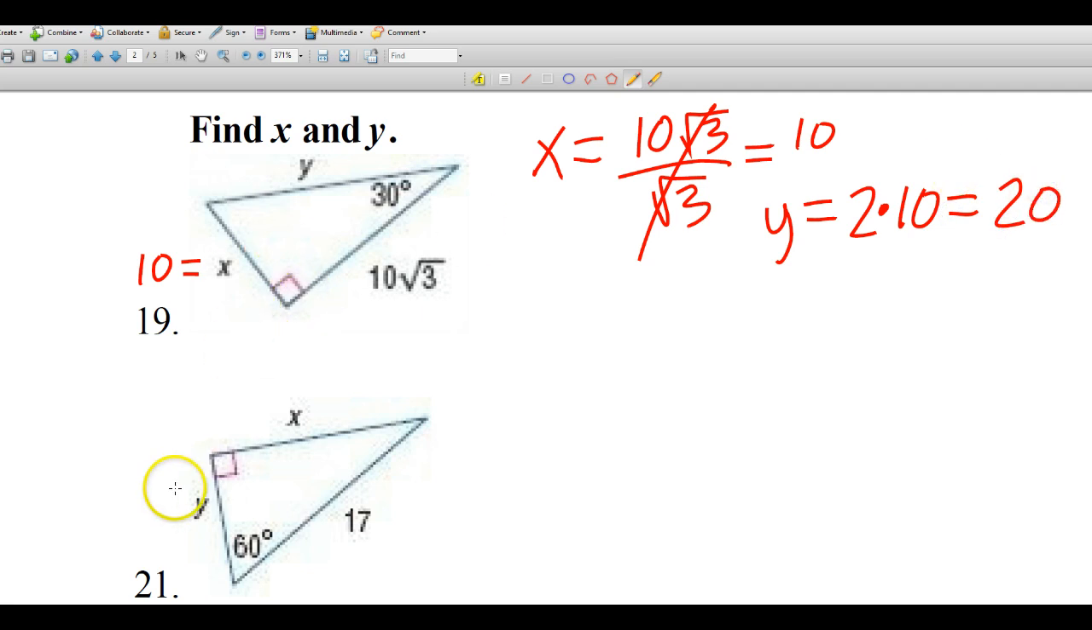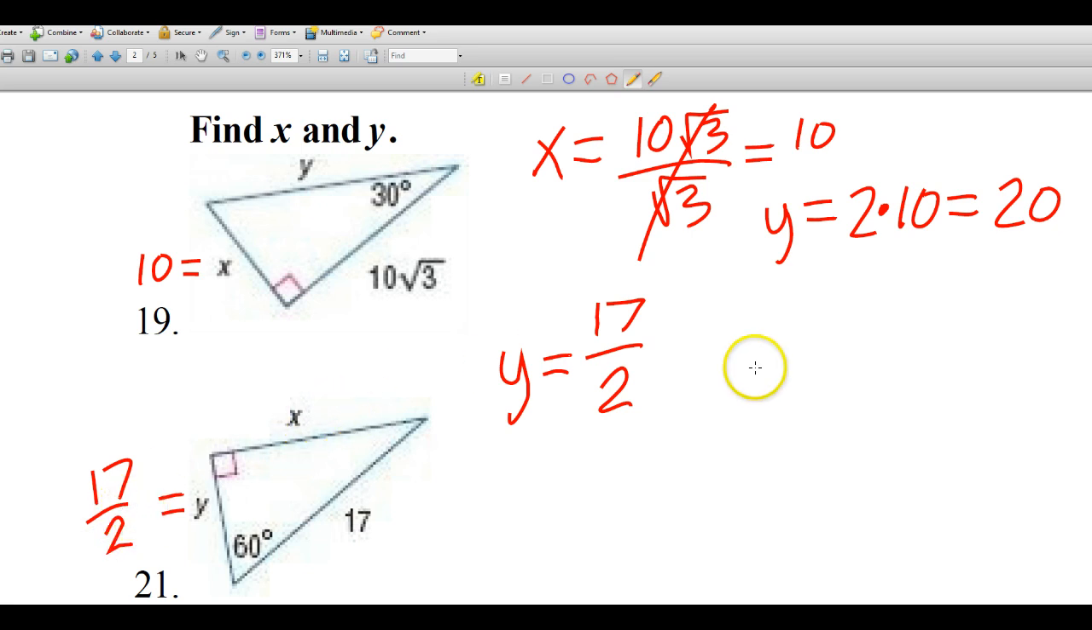On 21, we are given the hypotenuse. So always find the short leg first. So the short leg times 2 is the hypotenuse. Therefore, the short leg will be the hypotenuse divided by 2. Once we know what the short leg is, then we multiply it by the square root of 3 to find the long leg. So x is equal to 17 over 2 times the square root of 3.